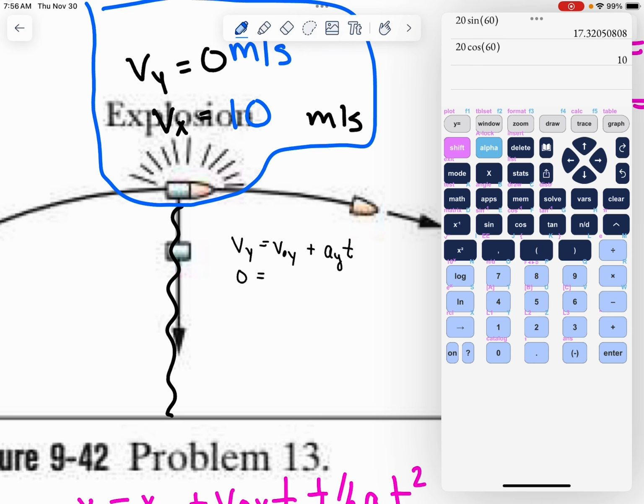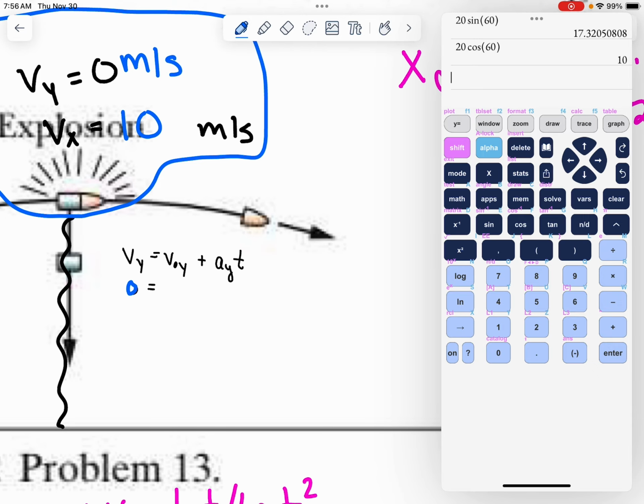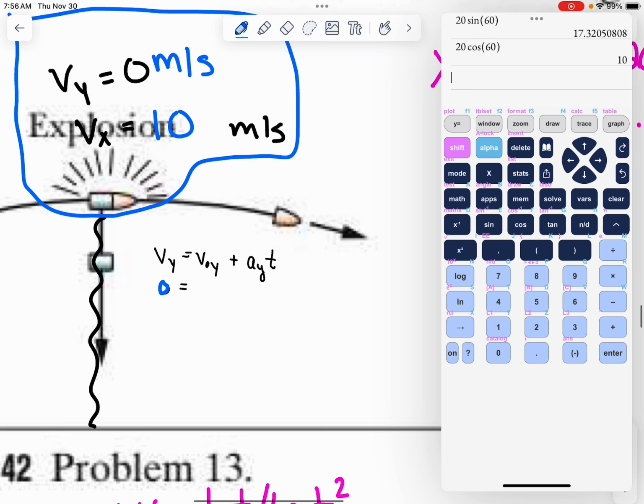All right, so if I take this old school equation, Vy at this spot is 0. My original Vy was 17.32, sorry, I had a moment. My acceleration is negative 9.8, and my time is unknown. So what I would like for you to do is to solve for this time.